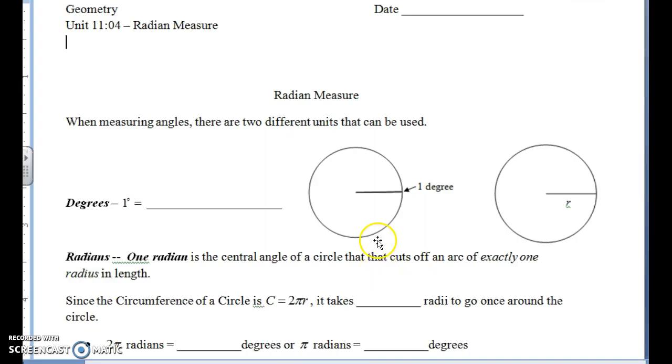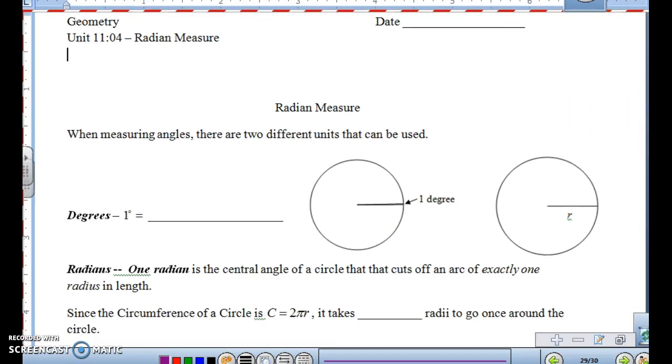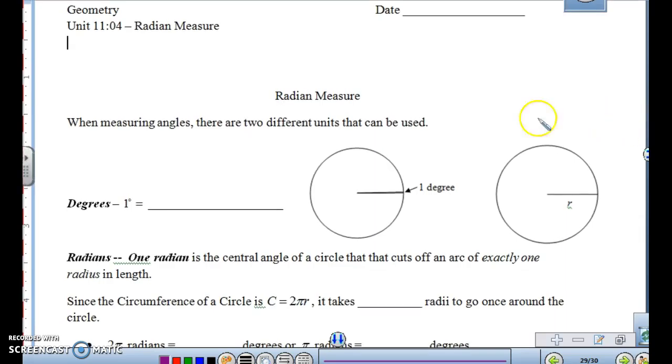This is Geometry, Unit 11, Lesson 4 on radian measure. When we measure angles, there are two different units that can be used. The one we're most familiar with is degrees. When we measure a degree, we measure from a horizontal and then up however many degrees we have. 1 degree is 1/360th of the full circle, because there's 360 degrees in a circle. So we're used to using that.